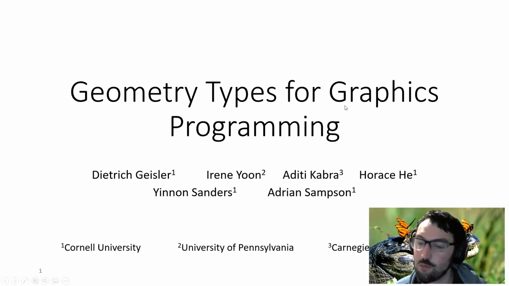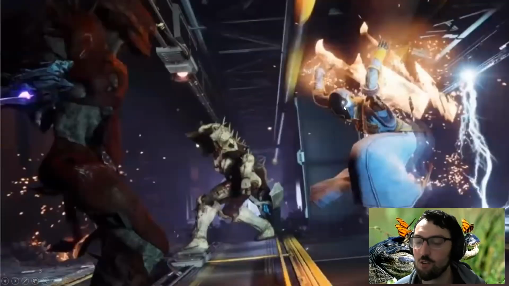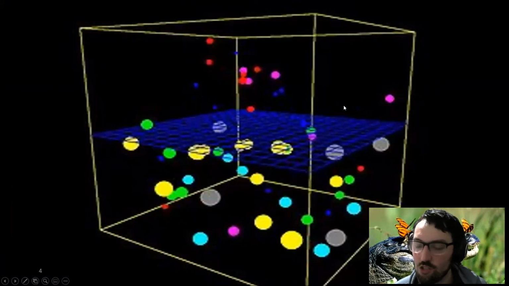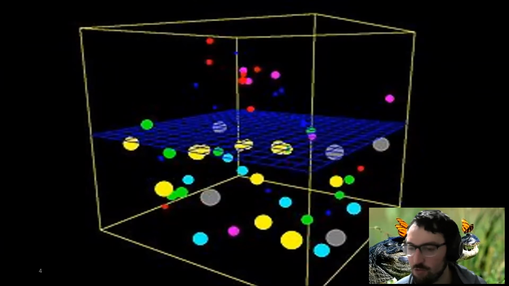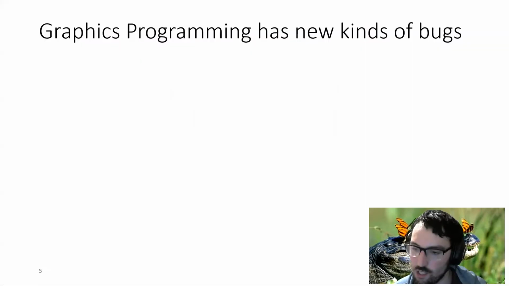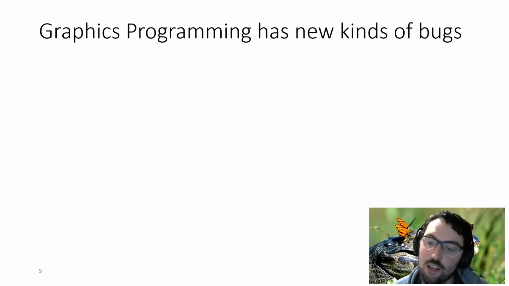Graphics programming is becoming more and more common. It includes everything from animated film to video games to computer simulation. Unfortunately, graphics programming introduces a variety of new bugs that make it extremely difficult, and these new bugs have not received this sort of attention from programming languages experts.